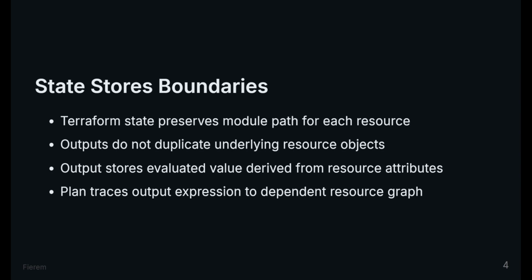Terraform state does not flatten all child resources into the root module's visible namespace. State preserves module paths so Terraform can track which objects belong to which module instance. An output does not duplicate the resource. An output creates an exported value derived from existing state data or planned values. During planning, Terraform traces the output expression back to the referenced resource attributes. During apply, once the provider returns final values, Terraform stores the evaluated output so the caller can consume it deterministically.